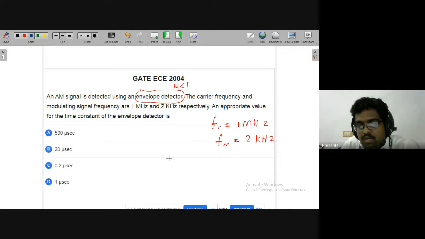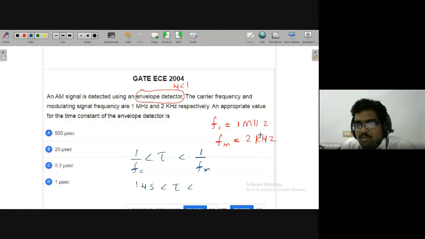Just now I told you the formula: tau must be between 1 by Fc and 1 by Fm. What is 1 by Fc? That is simply 1 microsecond. What is 1 by Fm? 1 by 2 kilohertz, which is 0.5 millisecond, equal to 500 microseconds.